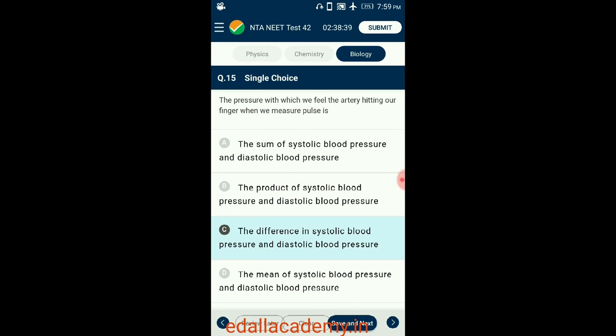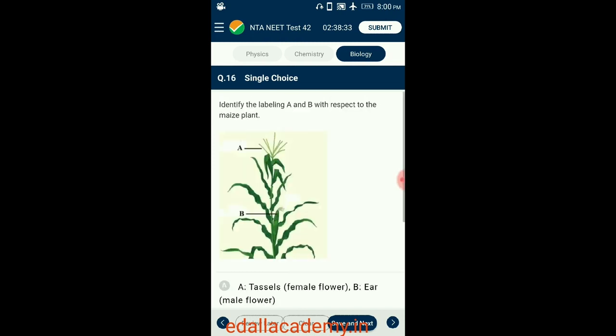The difference between systolic blood pressure and diastolic blood pressure. So the correct option is option C. Question number 16.